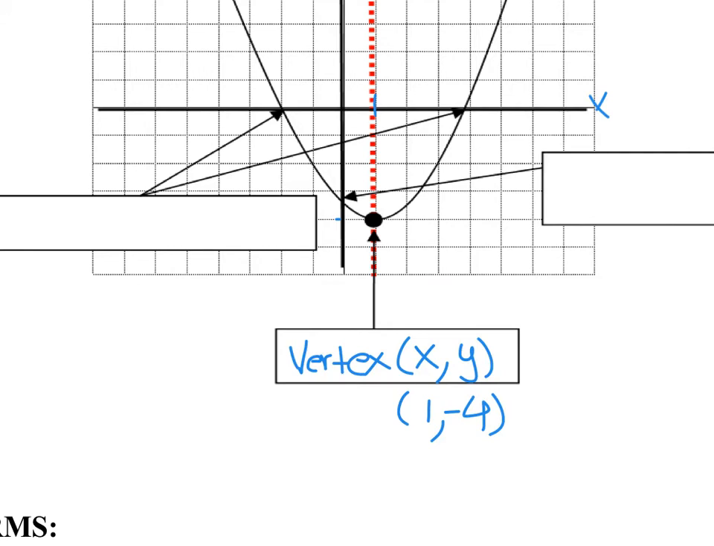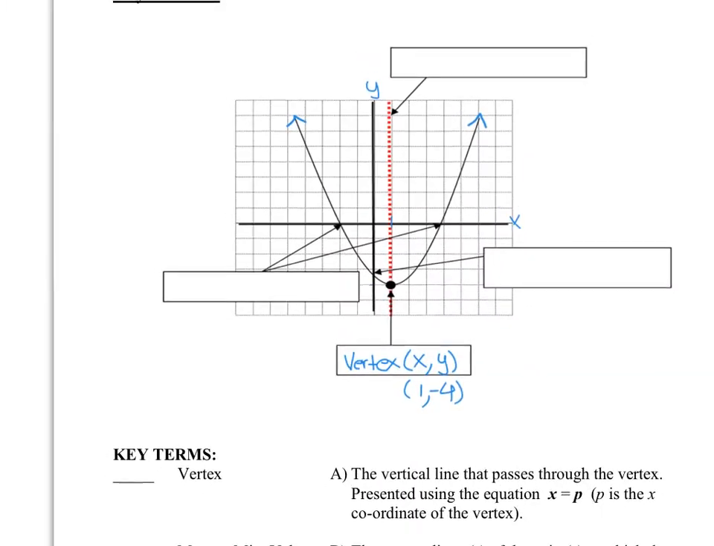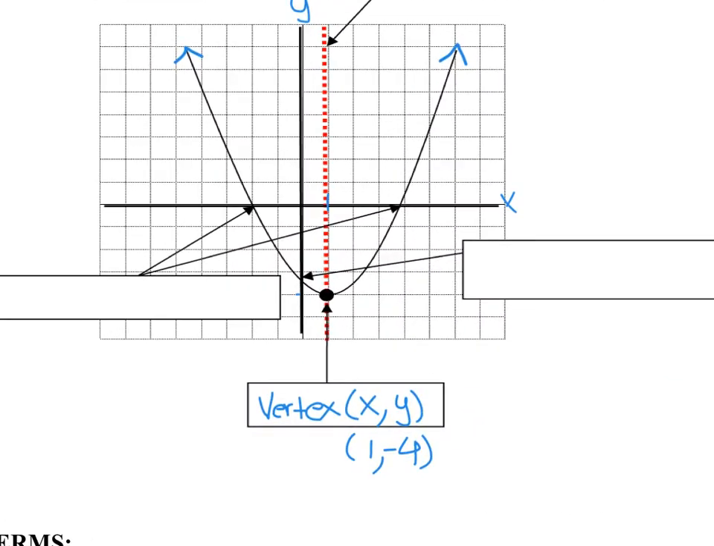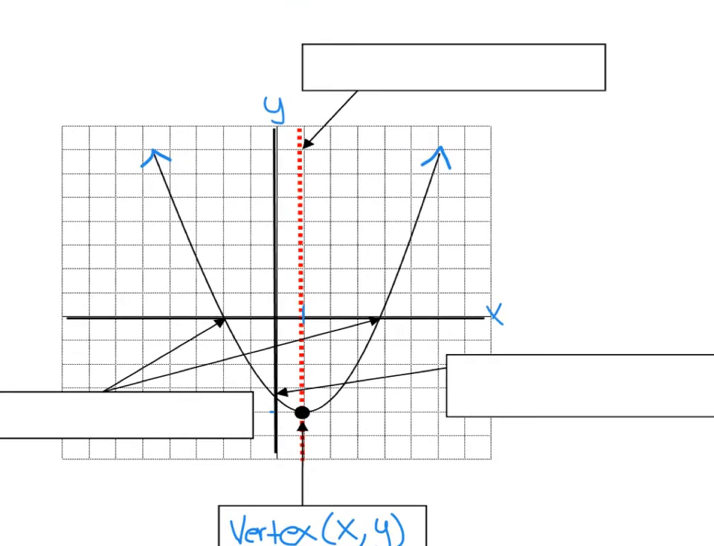Now this vertex has a line that runs through it, and this line, which is indicated by the red dotted line, cuts the parabola in half. The line that cuts the parabola in half runs right through the vertex. You can see that, right? The red line splits that parabola in half through the vertex. When we're dealing with a vertical line, we make sure that vertical line has the equation x equals and then a number. In this case, it'll be x equals 1. That's where the vertical line occurs because it passes through 1.